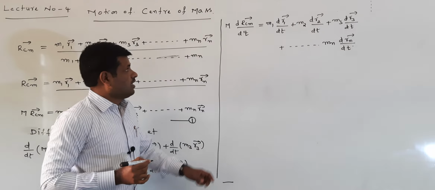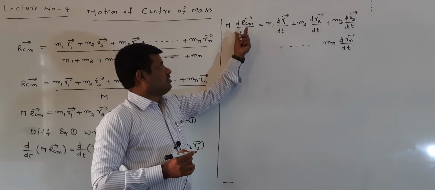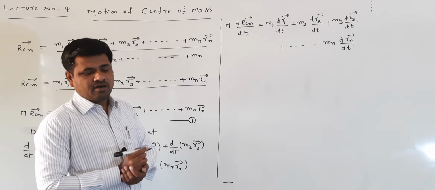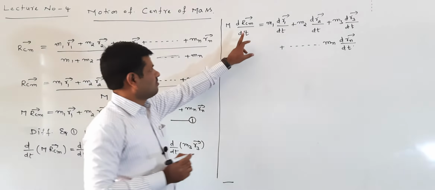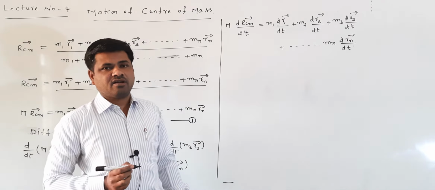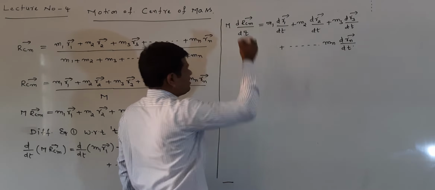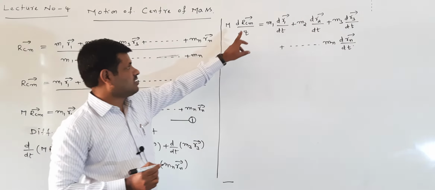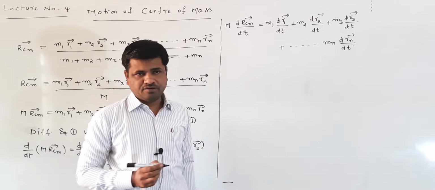Right, dRCM bar by dt. RCM bar is the position vector of center of mass. The position vector of the center of mass, differentiated with respect to t, is dRCM bar by dt.